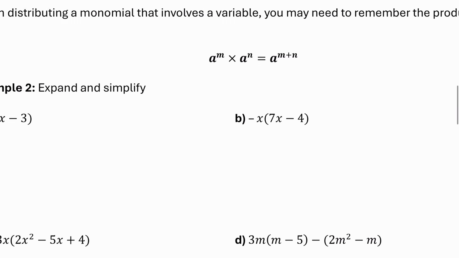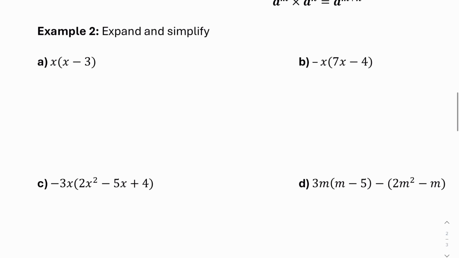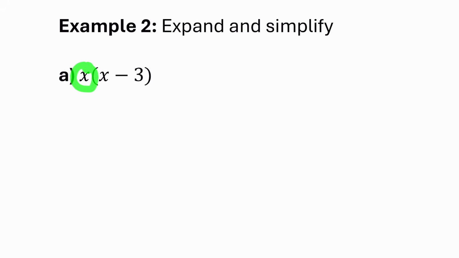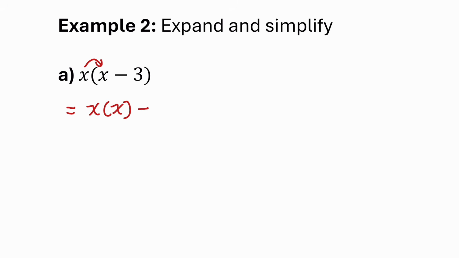So if we go to our first product here, example 2a, which says to expand and simplify again, our monomial this time is a variable. So when I expand this, that means to simplify the product by multiplying the x by both terms inside the binomial to get rid of the brackets. So the x has to be multiplied by the x minus the x has to be multiplied by 3.